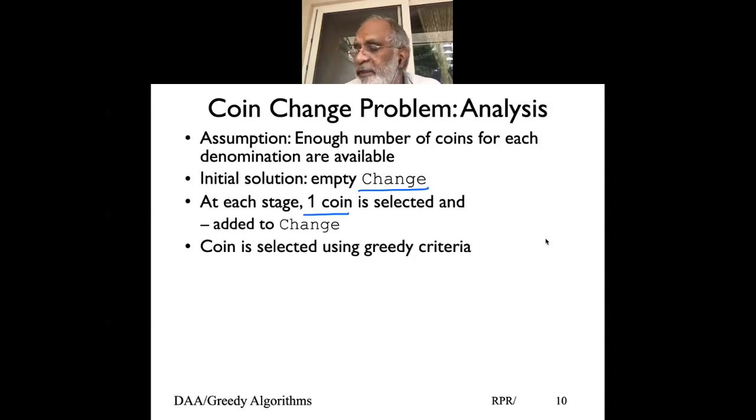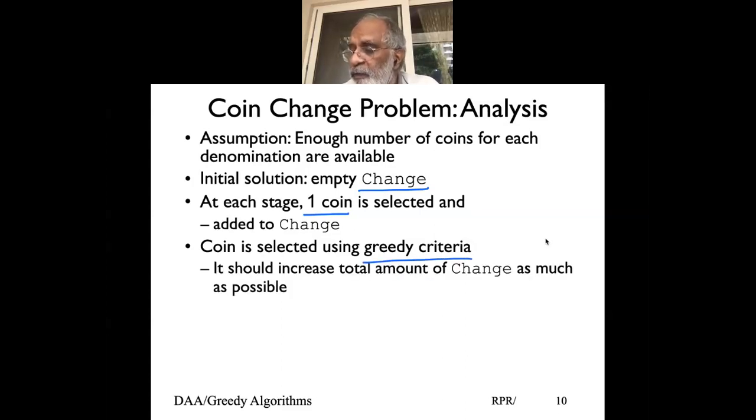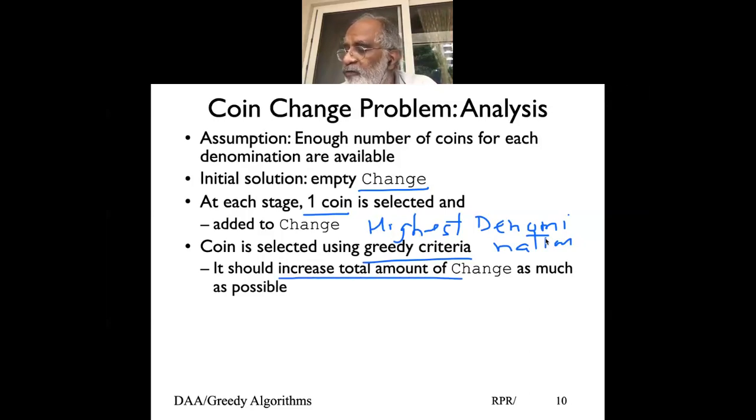Now my criteria is greedy criteria, meaning take the highest denomination coin. So the greedy approach is highest denomination, or highest value coin, because when I take the highest denomination, the amount of change to be given will always keep reducing and basically decrease. That's what I basically do. Feasibility check: does it meet my requirement?